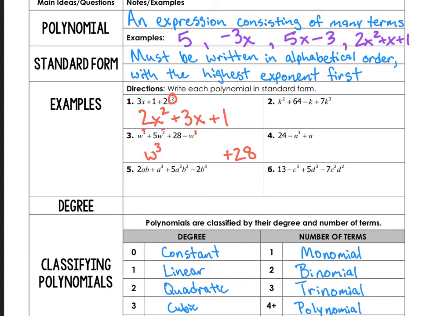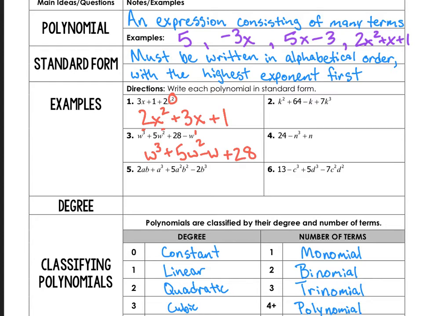Now, if we're continuing this idea, alphabetical and highest exponent next, it's between 5w squared and minus w. Well, you know that 2 is greater than 1, so the next will be 5w squared. That only leaves, last but not least, the minus w. So this polynomial in standard form should be w cubed plus 5w squared minus w plus 28.